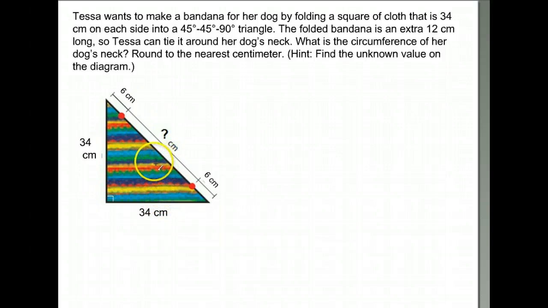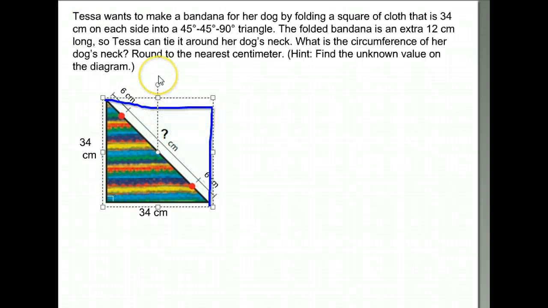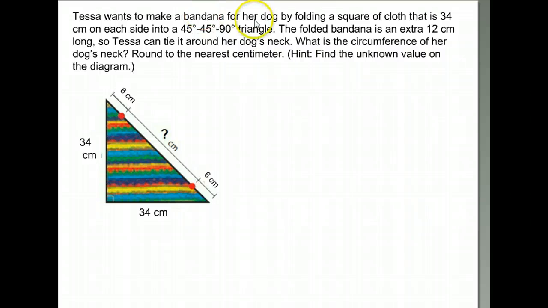But they tell you that she wants to make a bandana for her dog by folding a square of cloth that's 34 centimeters on a side. So it was a square cloth that looked like this, that was 34 by 34, and she folded it in half to make a triangle so that she could make this bandana for her dog. And when she did that, she got a 45, 45, 90 triangle.